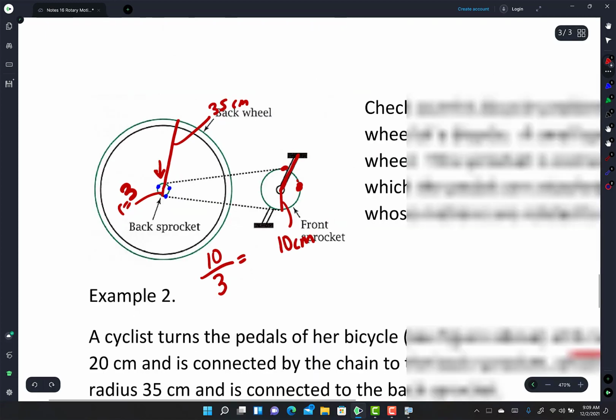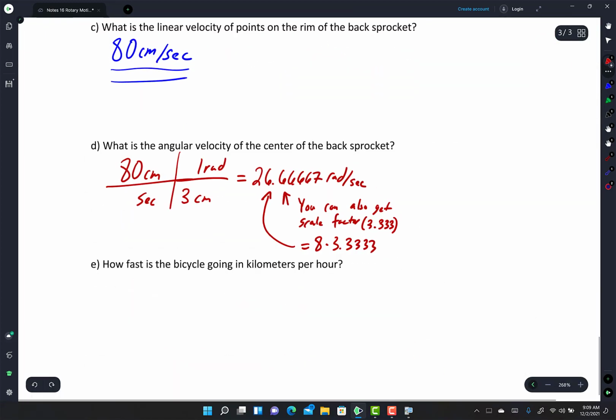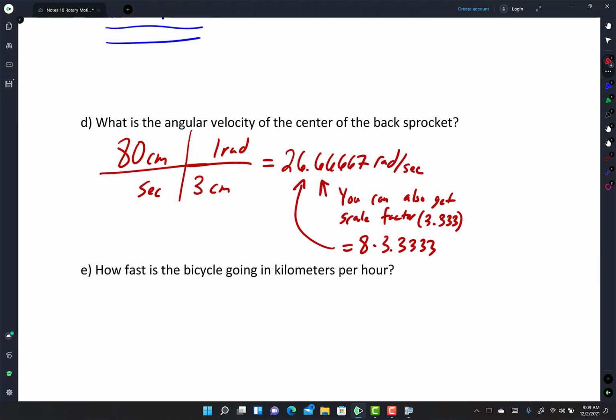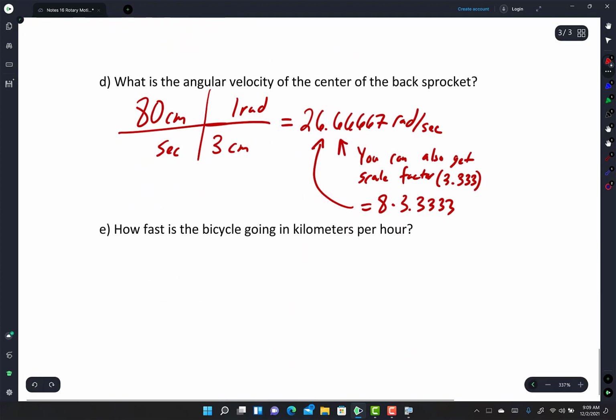So I'm going to take this angular velocity and convert it to kilometers per hour. So Chavez, how do you do that? Well, first do baby steps. I'm going to write 26.6667 radians per second. What's up?